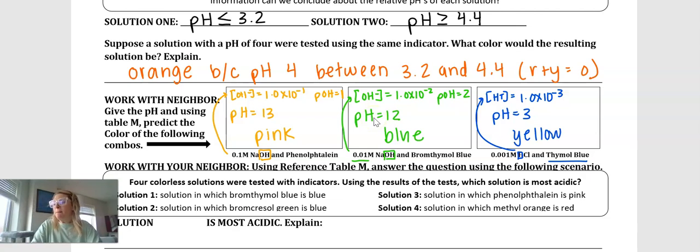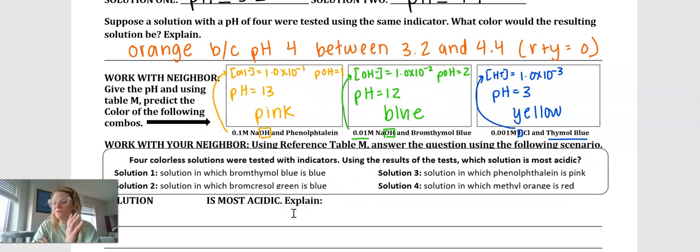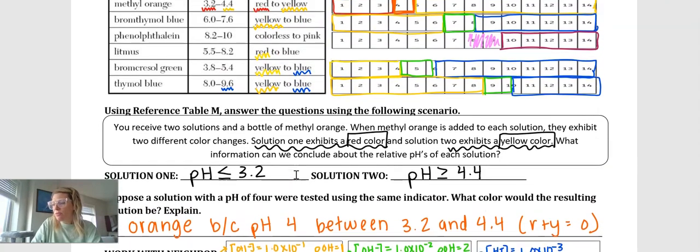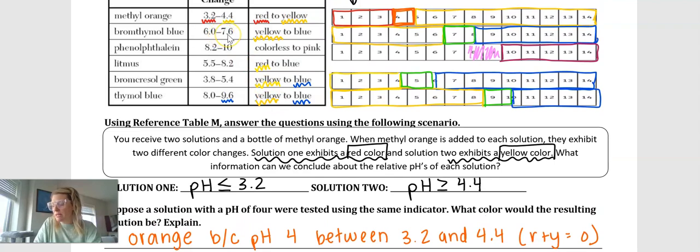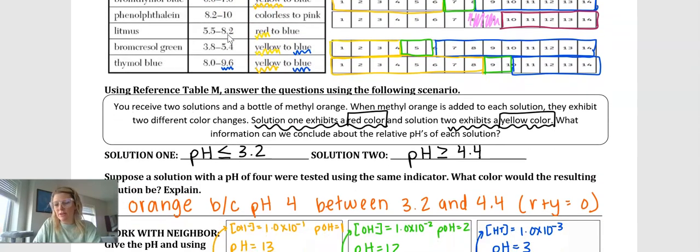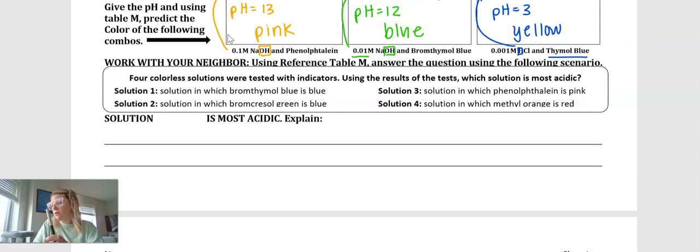All right. Now, using Table M, answer these questions using the following scenario. We have 4 colorless solutions, and they're tested with indicators. Using the results of the test, which solution is most acidic? Solution 1 is tested, and Bromthymol Blue is blue. So what does that mean about the pH? Bromthymol Blue is blue, which means our pH is greater than 7.6.